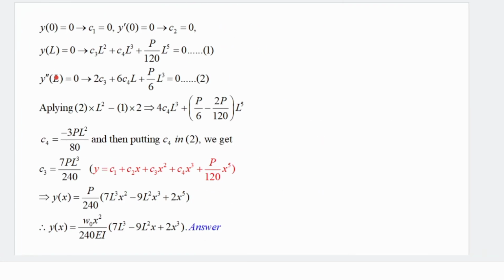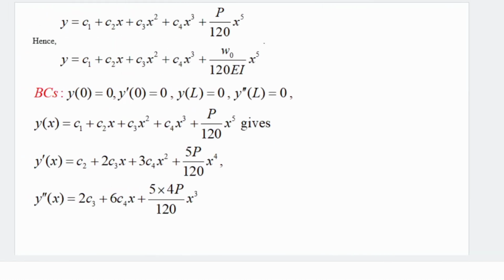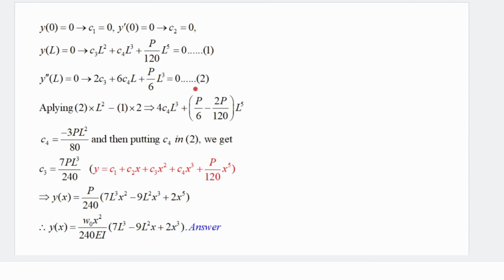So now we apply y prime L equals 0. That means we get C3 L squared plus C4 L cubed plus P by 120 L to the power 5 equals 0. Again we apply the boundary condition y double prime L equals 0. We already have y double prime here. So here we put x equals L, then we get this equation number 2. Now we solve equations 1 and 2 to get C3, C4.